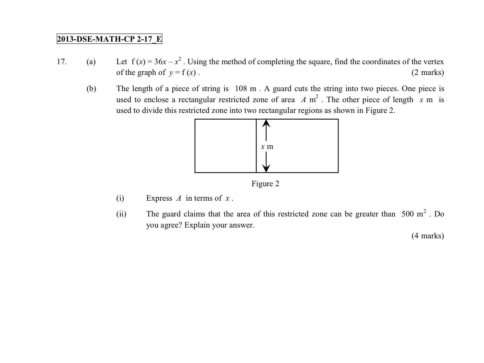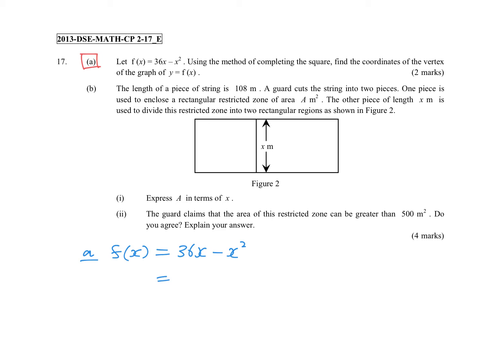So this problem will be about a conventional problem about a quadratic curve, about quadratics. First of all, in part A, we have a quadratic function f(x) equals 36x minus x squared. Of course, you can first arrange the polynomial in descending powers of x, using the method of completing the square to find the vertex coordinates.